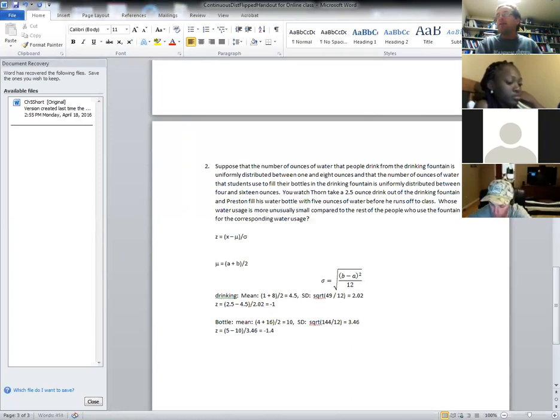All right, so whose was unusually small? Whose was more unusually small? Yeah, Preston's bottle was more unusually small. Any questions on that?